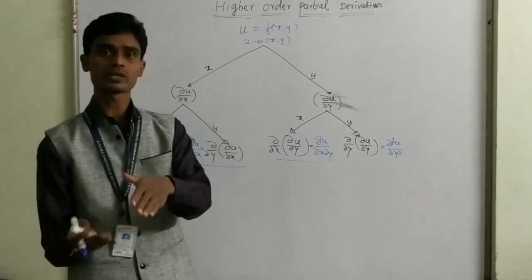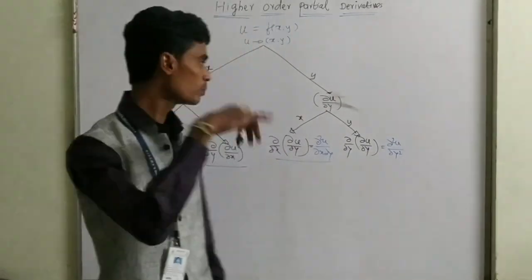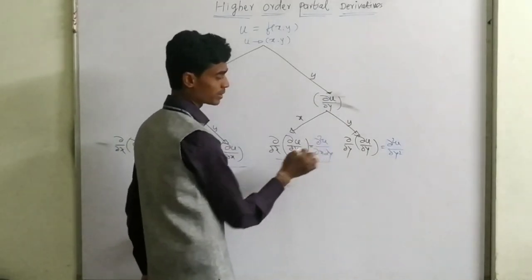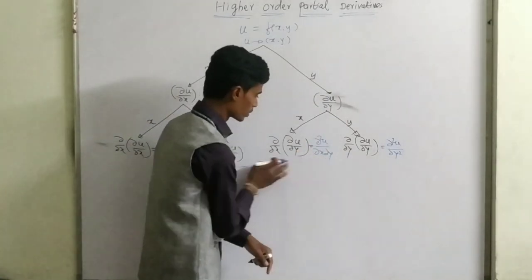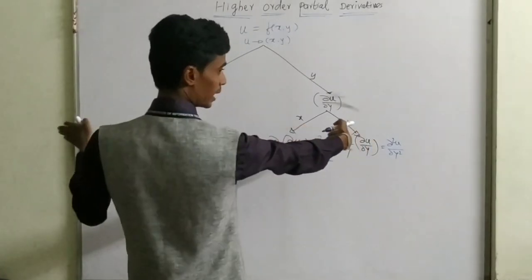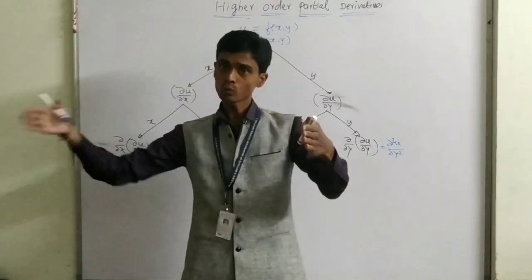क्योंकि एक बार x से डिफरेंट करें, उसी को फिर से y से डिफरेंट करें. An important thing is the given in this format ∂²u/∂x∂y. इसका मतलब, you want this from my right to left? Clear? Or left to right like this.